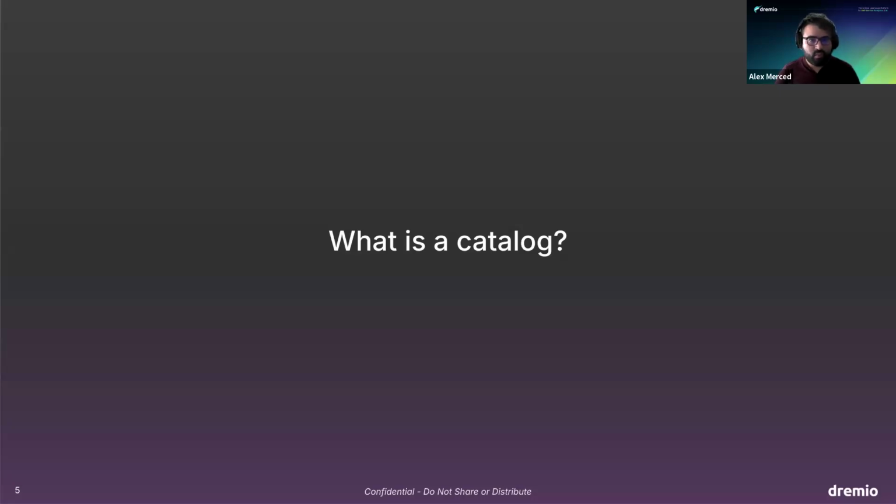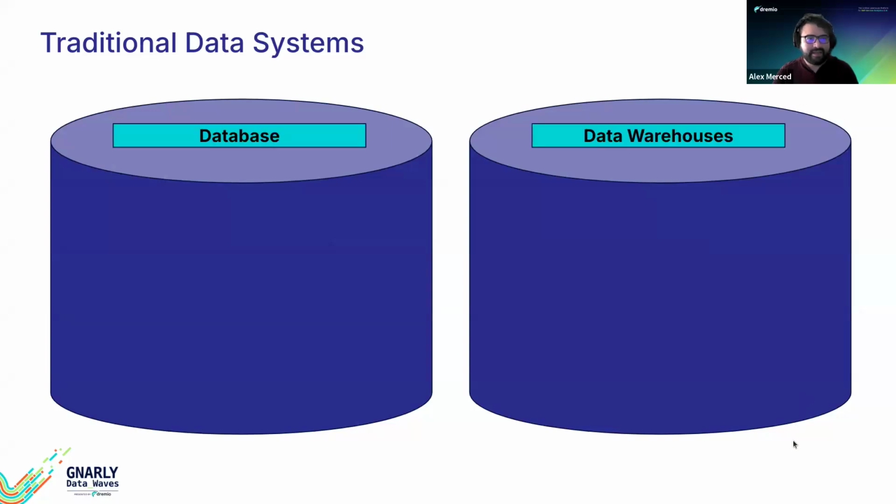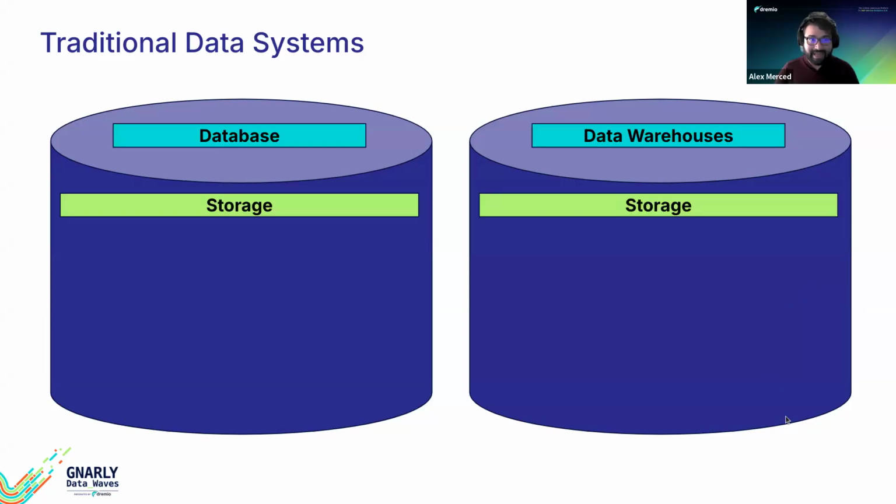Let's talk about what is a catalog. And to really appreciate catalogs, let's go back to the history of data systems and what are the kind of data systems that people work with. Traditionally we work with databases and data warehouses. And the beauty of these systems is that they do several things for us. They abstract away a lot of things. One, they abstract away how the data is stored.